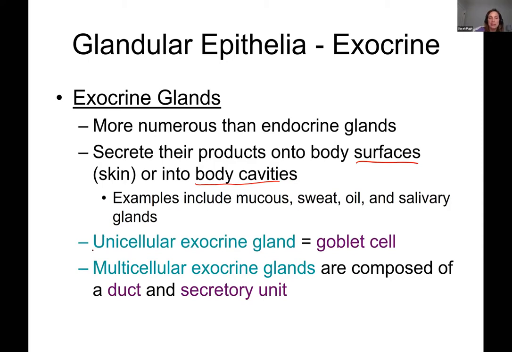We have unicellular. Remember, uni means one. So this is a single cell that releases its products. So an example would be a goblet cell, and I'll show you a picture of that. We also have multicellular exocrine glands. Multi just means many. So this is a gland that has lots of cells in it.